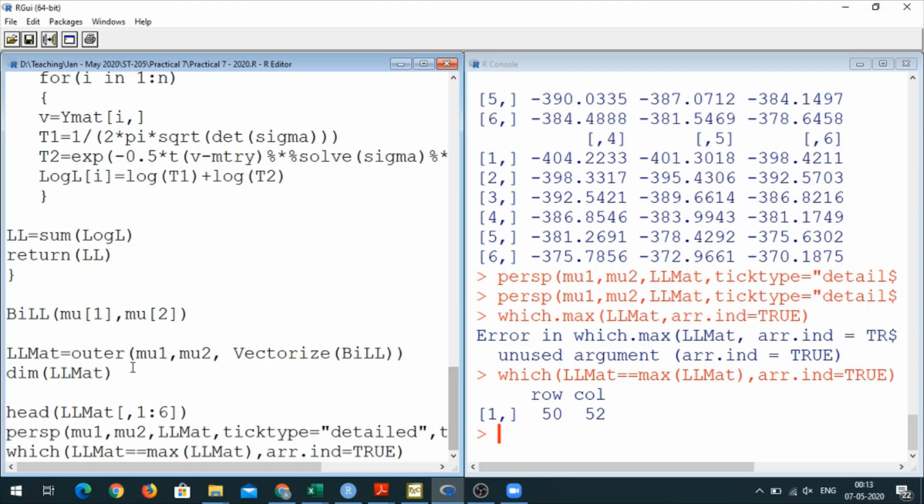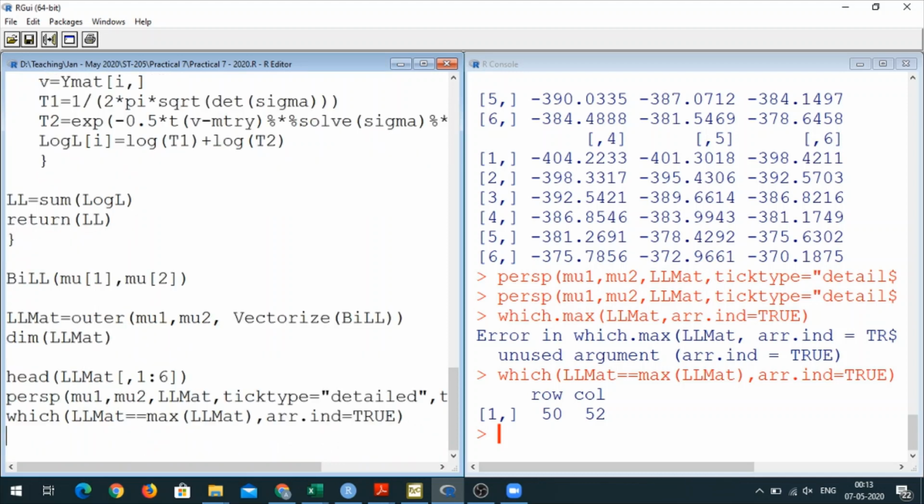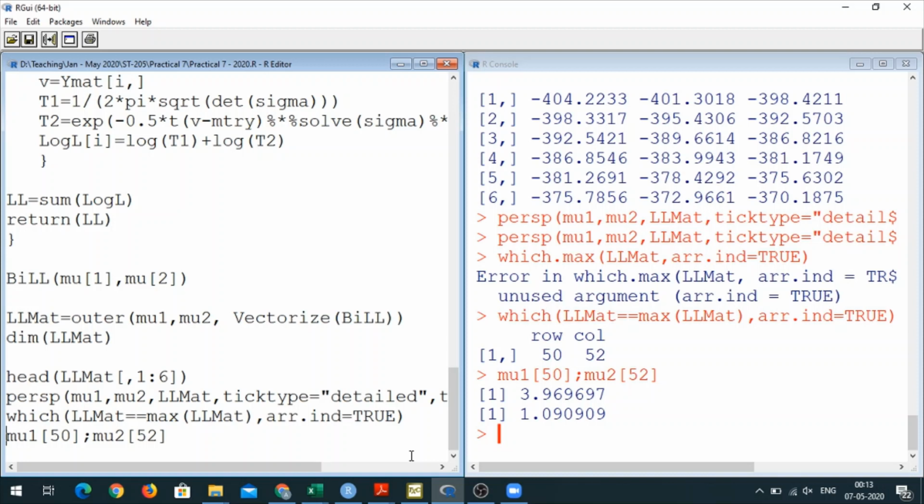Okay, so we want to see the values of mu1 and mu2 at that point. So we will see mu1 at 50 and mu2 at 52. Ideally I should save them somewhere. So suppose I call this W, then I want mu1 at W1 and mu2 at W2.